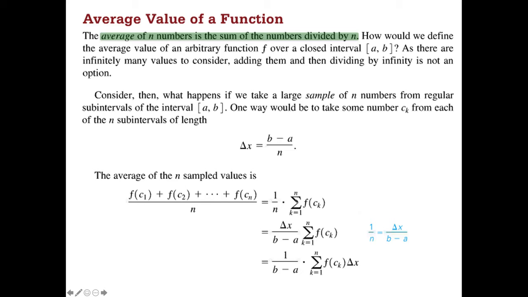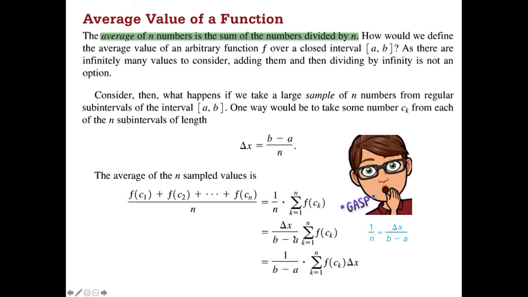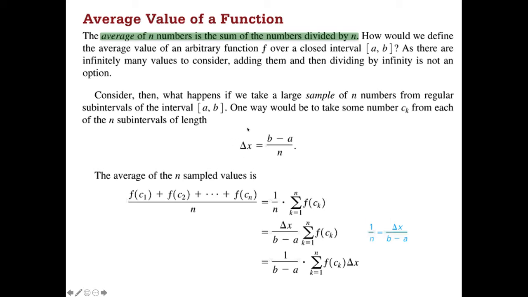Okay. Then the book jumps in here, and it's like, oh my goodness, where did this come from? This delta x over b minus a. Well, let me show you. It starts up here. What does delta x represent? Remember, that's the length of each of the subintervals, correct? And you do b minus a divided by n.